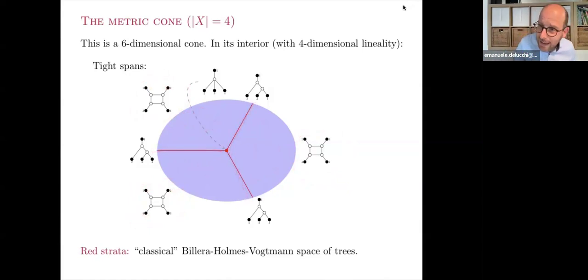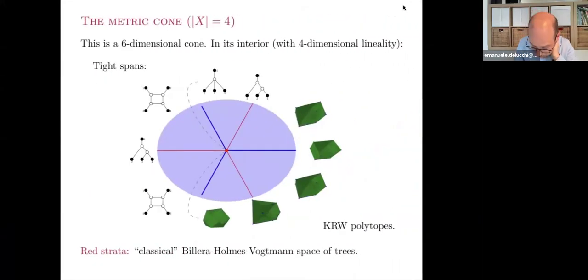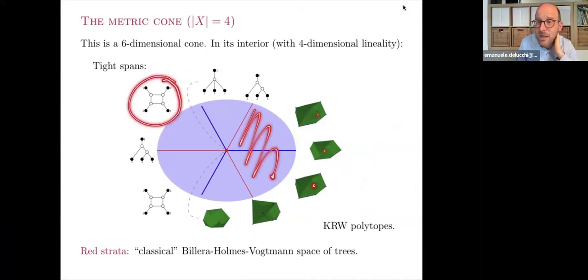Now remember my previous slide. We know that really there are two types of these guys. If I stretch the horizontal edges, I get different polytopes. So let's look at the polytope picture. The polytope picture subdivides this big region, because we know there are different polytopes for the same tight span.